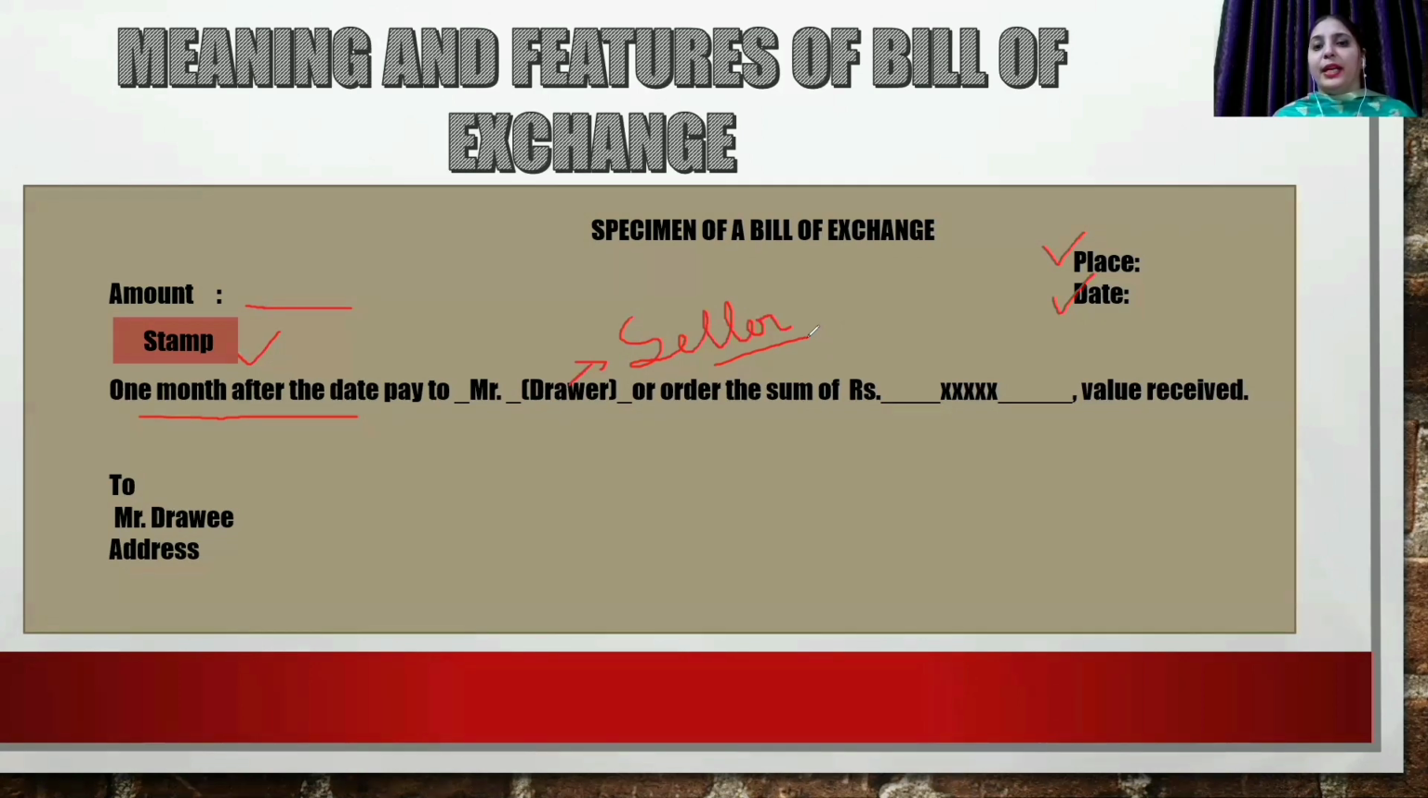This bill of exchange has to be drawn by the seller. The amount here will be written in words. It is an unconditional order by the seller to the buyer to make payment, and the buyer here will be known as the drawee. The drawee is the person who is accepting this bill. Unconditional, why? Without any condition, the drawer is ordering the drawee to make payment.